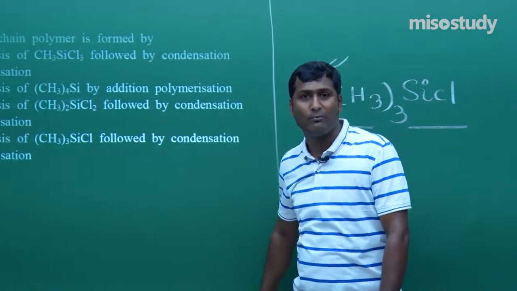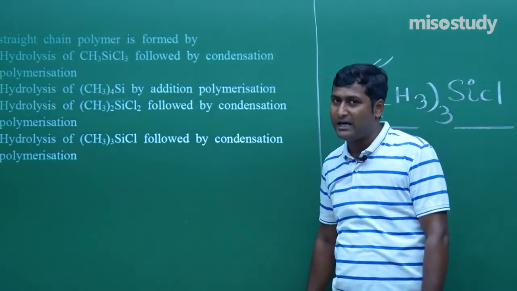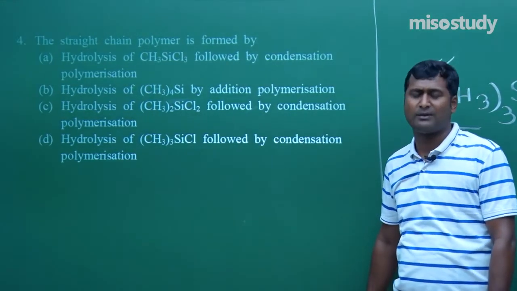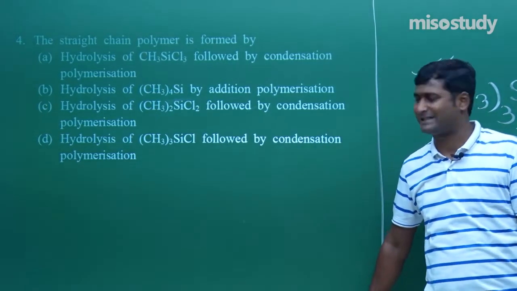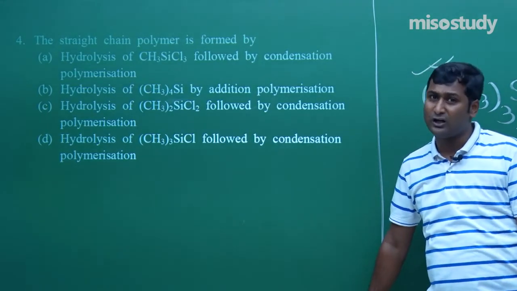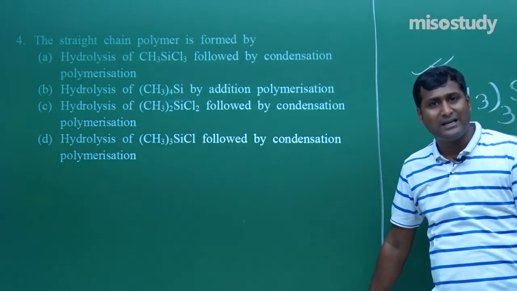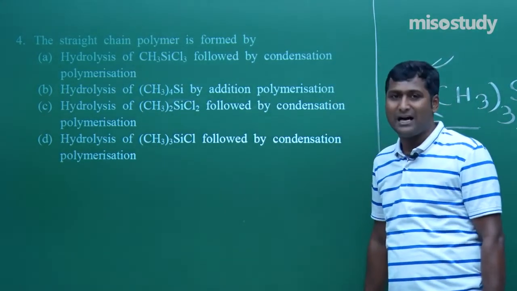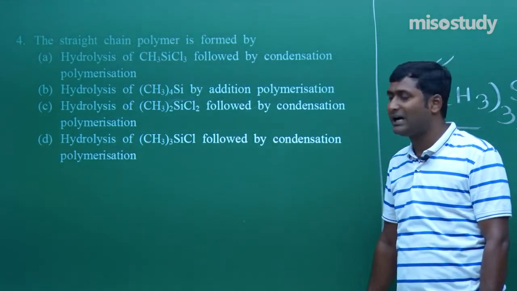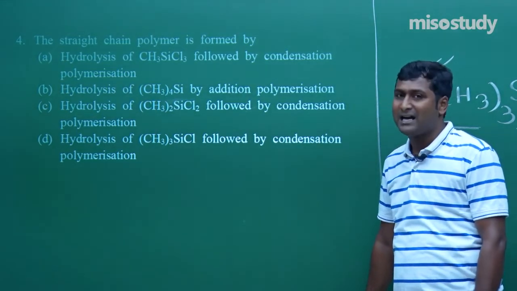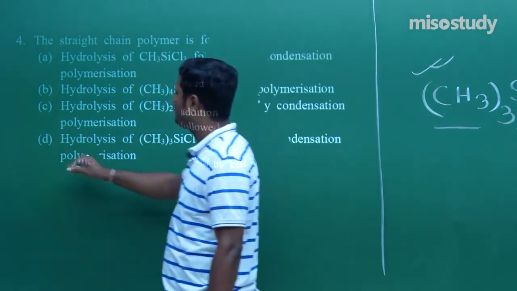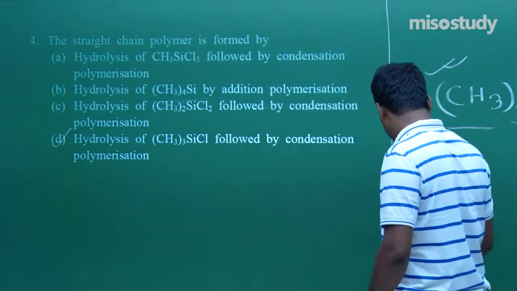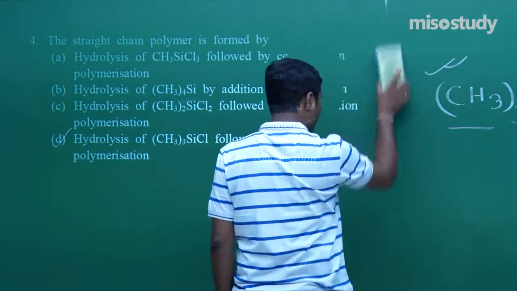What is condensation polymerization? It is the type of polymerization in which a small molecule is removed. Sometimes it is H2O, sometimes CO2, etc. So for this question, we can easily predict that D is the correct option, that is, hydrolysis of (CH3)3SiCl followed by condensation polymerization. So for question number 4, D is the correct option. Clear to you? Now I am going to rub this part and we'll discuss the next one.